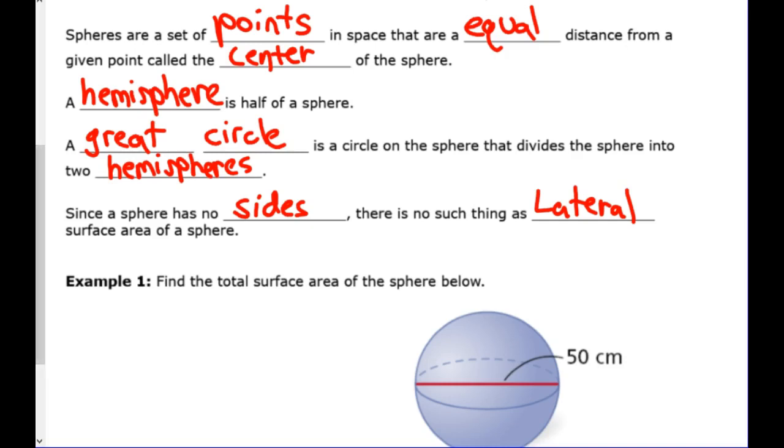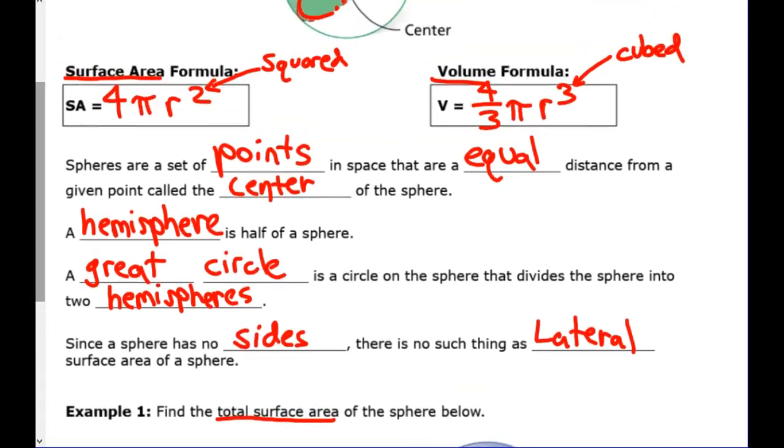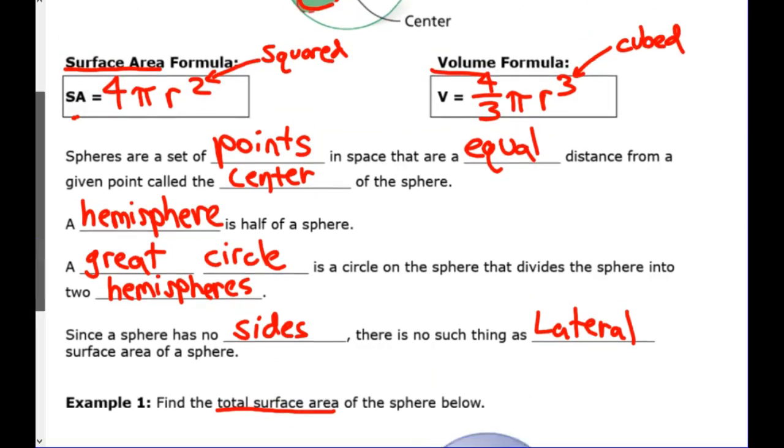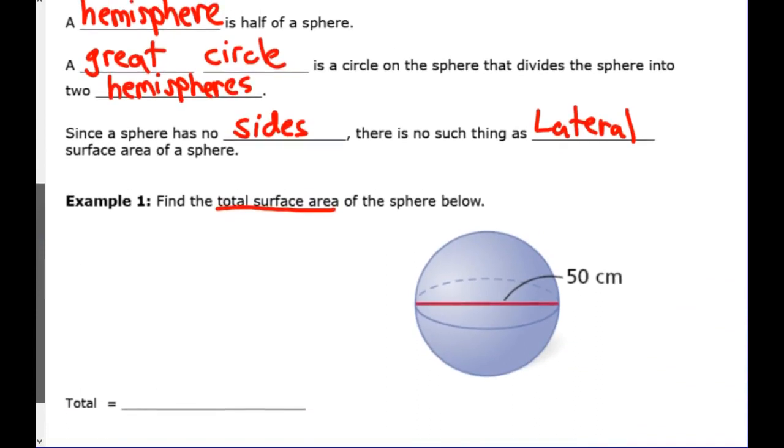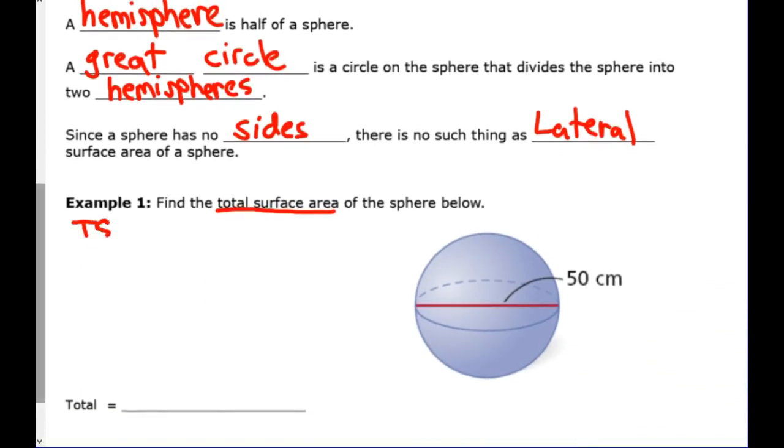Okay, now that you got all that down, let's look at example 1. Example 1 says find the, and let's underline that key word, total surface area. So I'm not going to use the volume formula. I'm going to use the surface area formula, right? So what is the surface area formula for a sphere? 4 pi r squared. Very good. So let's do that. Total surface area equals 4 pi r squared.